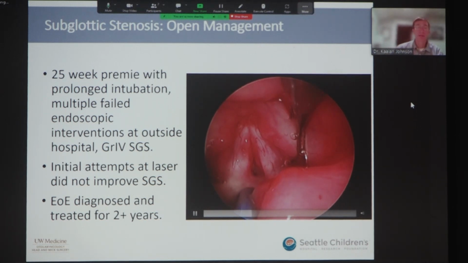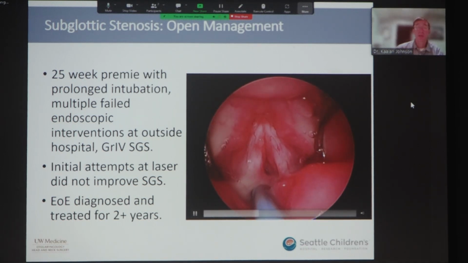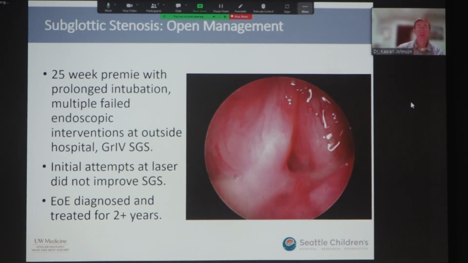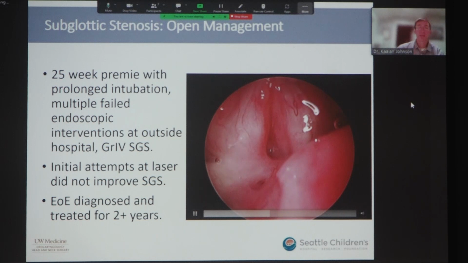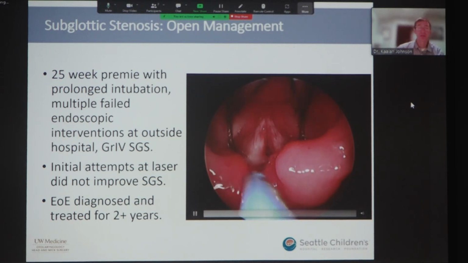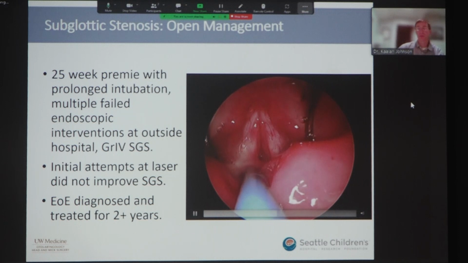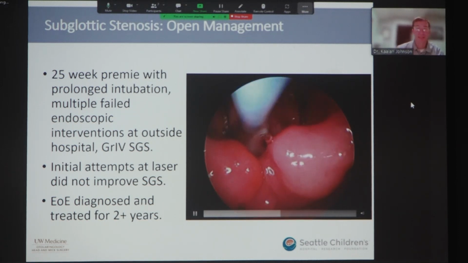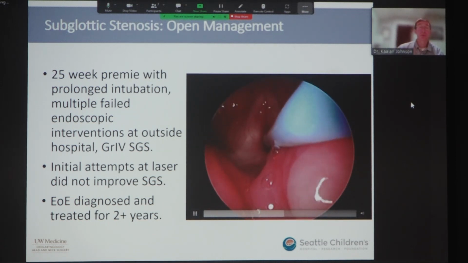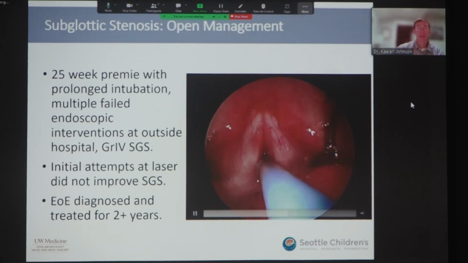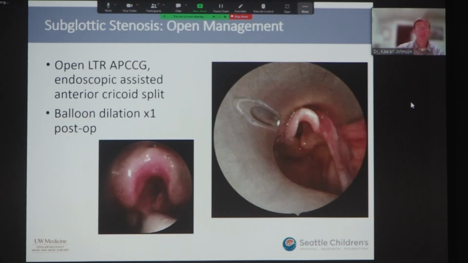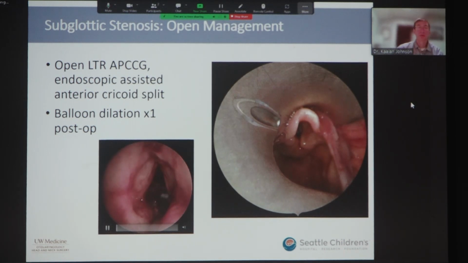And he really did have a true grade 4 subglottic stenosis at the time. And so I thought the airway looked relatively calm enough to attempt some laser procedures, but I was unsuccessful. It remained a grade 4. And as we continued our workup, they were diagnosed with eosinophilic esophagitis, which required treatment for more than 2 years before I was actually able to have that be biopsy negative and take this patient for an open laryngotracheal reconstruction with anterior and posterior costal cartilage graft placement.